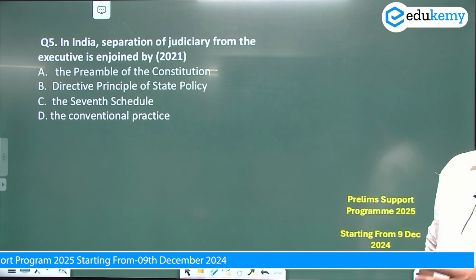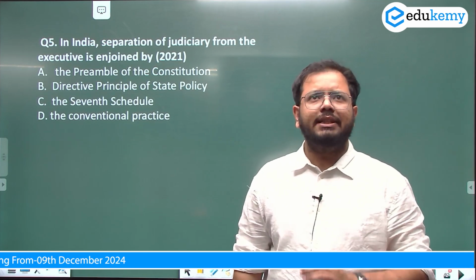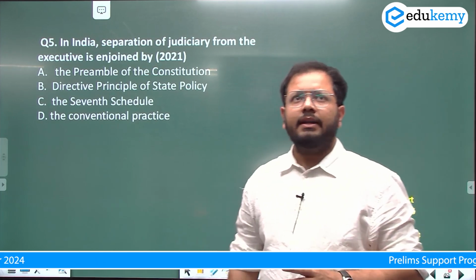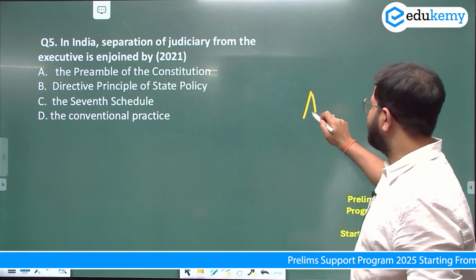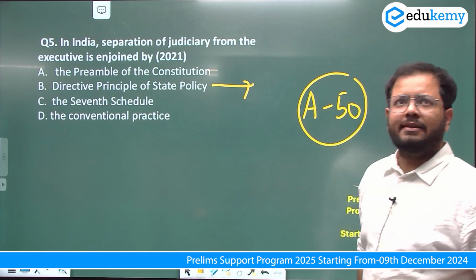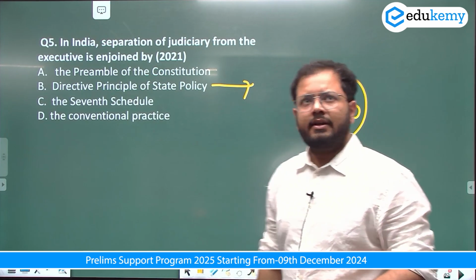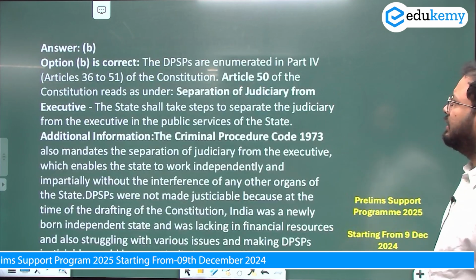Question number 5. In India, separation of judiciary from executive is enjoined by. This question was asked in 2021. देखो 2021 में बहुत सारे DPSP का क्वेश्चन है. Fine. ये अभी हमने पढ़ा था, separation of judiciary from executive is dealt in Article 50. तो answer here automatically becomes Directive Principles of State Policy, है ना. देख रहे हो कितना easy question पूछ रहा है, बहुत easy, right. Answer here is B, Article 50, Directive Principles of State Policy.